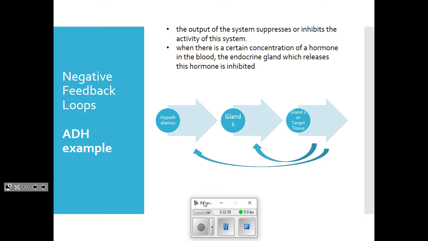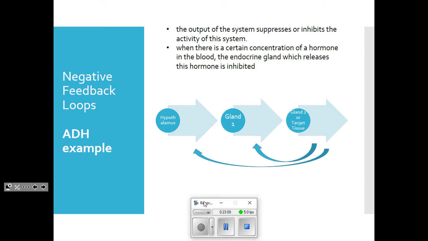ADH's job is to increase water reabsorption. So on this last arrow, I'm not going to get another hormone, I'm going to get the effect. Water is reabsorbed. That's what happens. When water is reabsorbed, well then the thing that was causing your body to produce ADH has been taken care of. You've reabsorbed water. You're no longer low on water. Your blood pressure has gone back up. These are some of the reasons that your body would produce ADH in the first place.